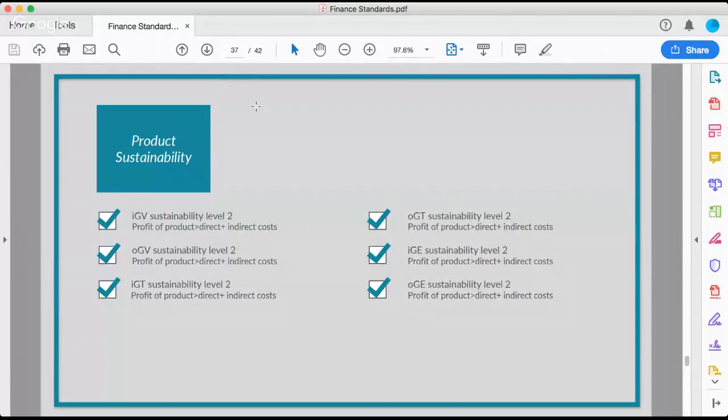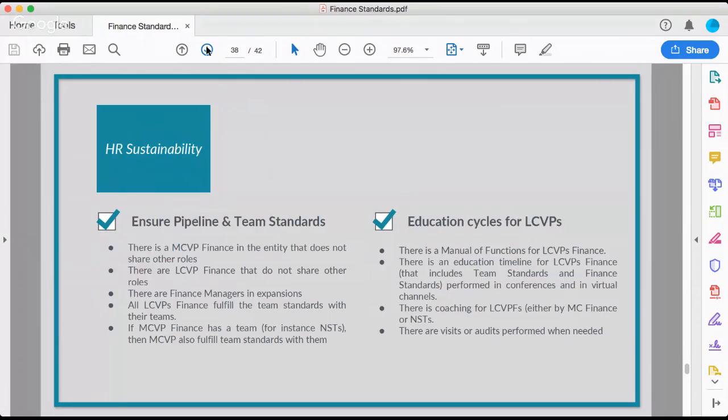Next point is product sustainability, which is similar to the entity sustainability, but I'm going to show you in an example a little bit better how it actually works. The example will come in a bit. HR sustainability is all about team standards implementation and education cycle for LCVP Finance, which comes from the MC. However, this comes from the MC because LCVPs Finance do not have teams in our entity.